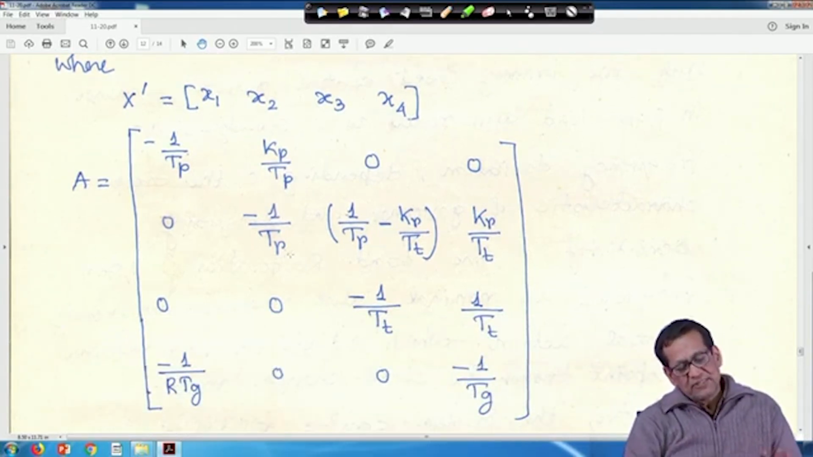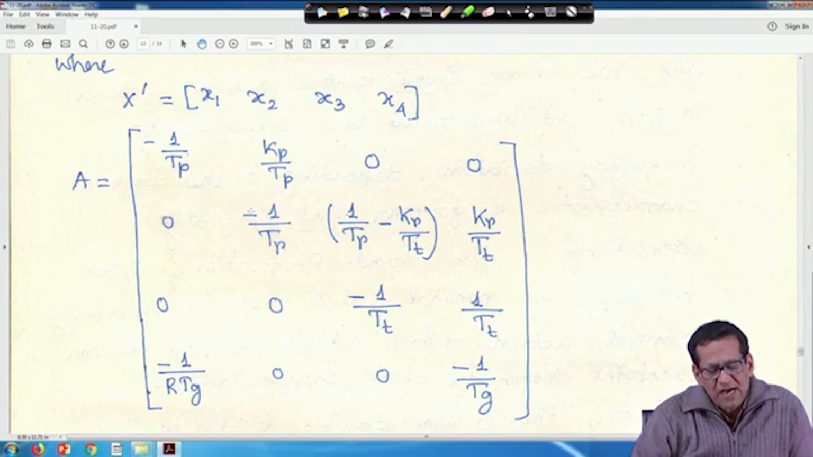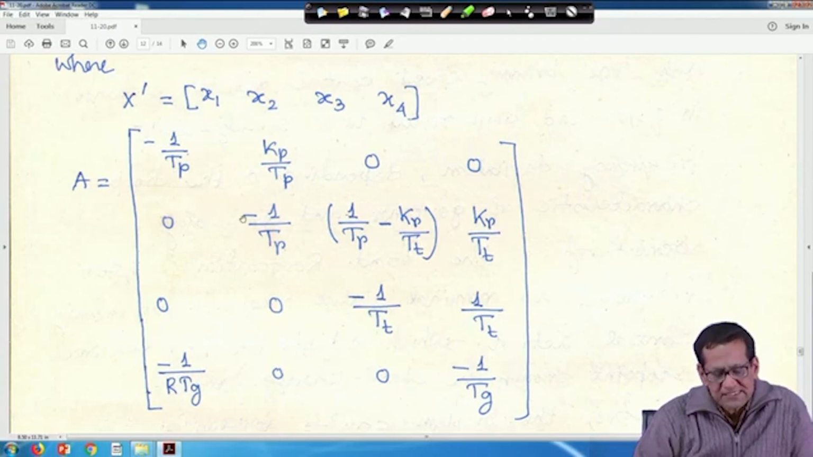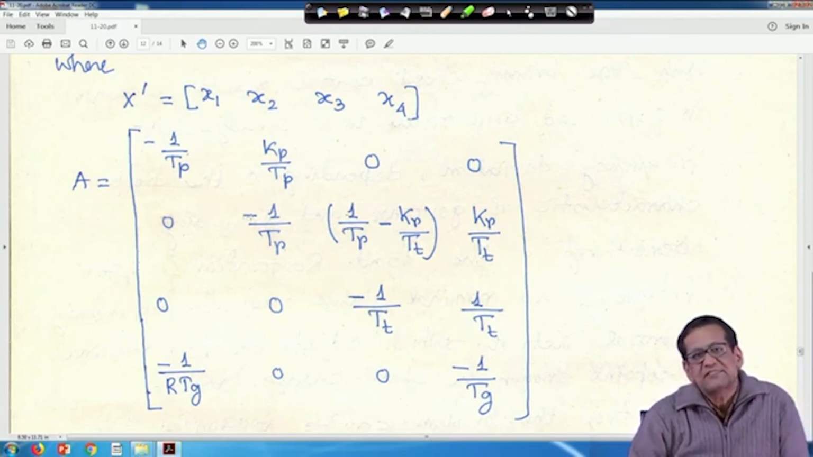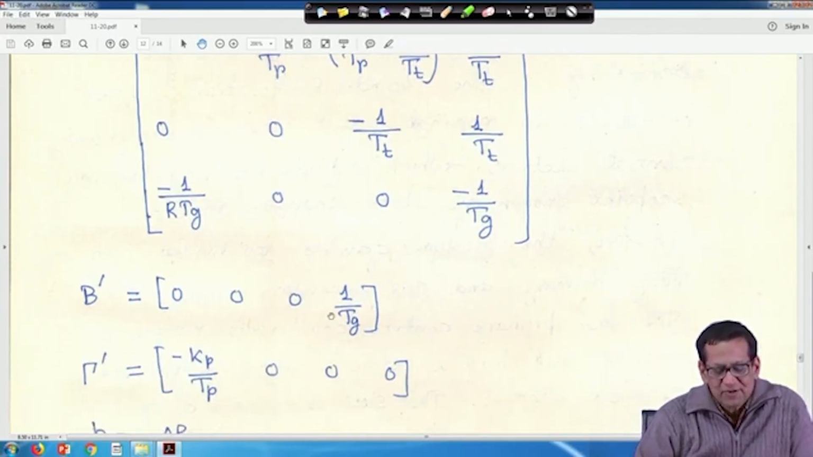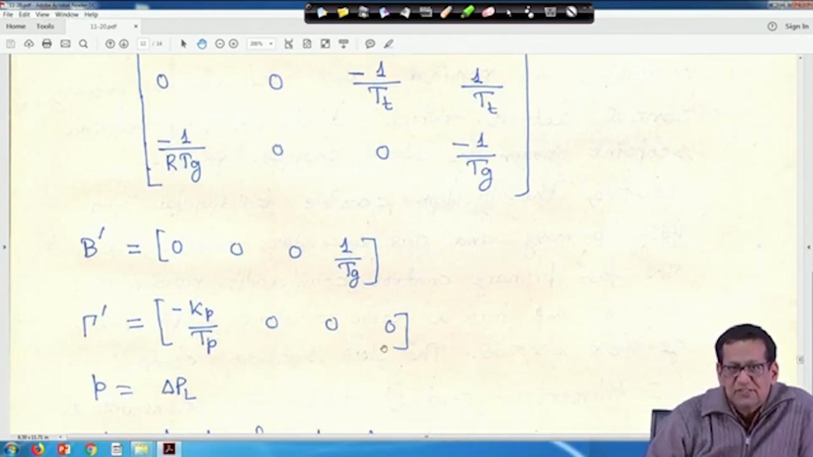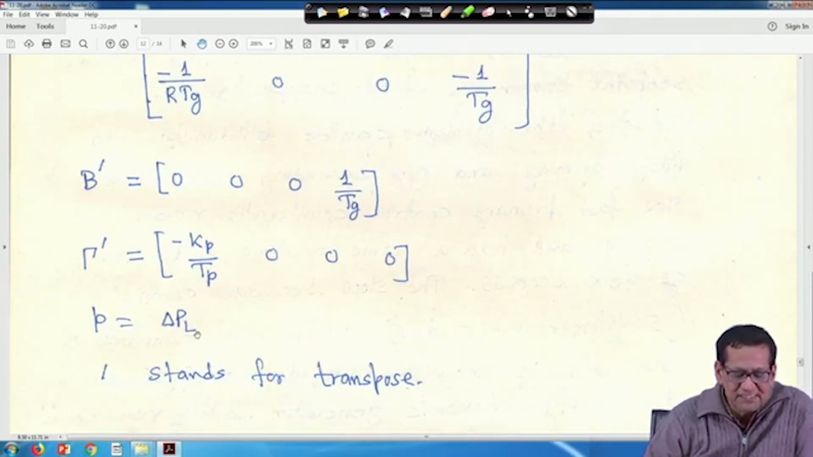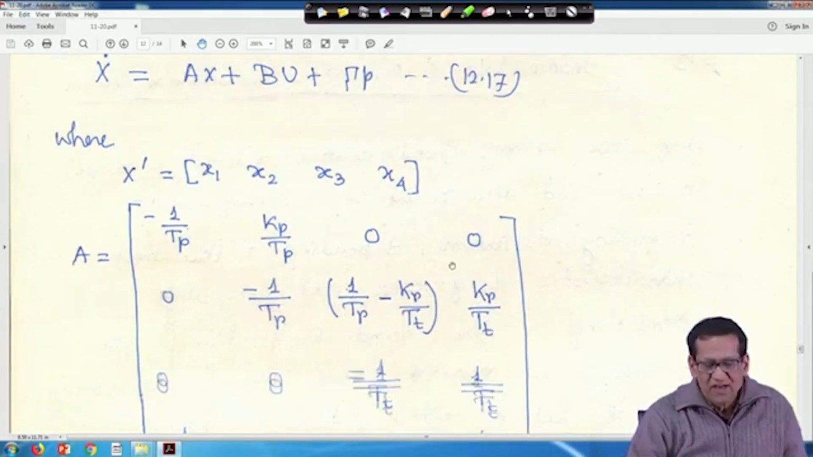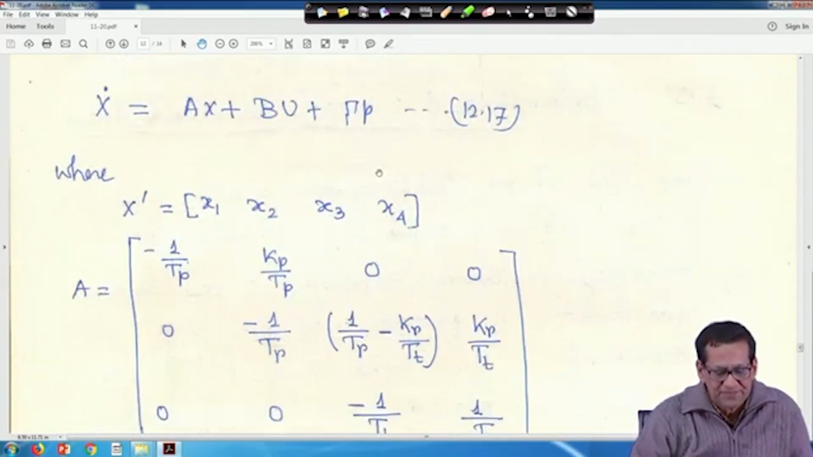Now, how will we know that the system is stable? What we will do is find the eigenvalues of the A matrix. If the real parts of all the eigenvalues lie in the left half of the S plane, then the system is stable. And B transpose is 0 0 0 1 upon Tg, and gamma transpose is minus Kp upon Tp 0 0 0. Whenever we write this gamma p, p is actually the disturbance, that is delta PL.